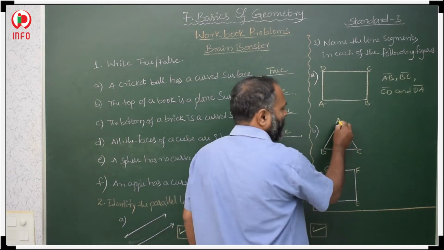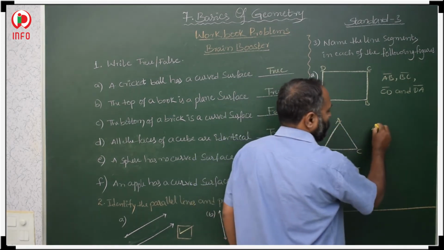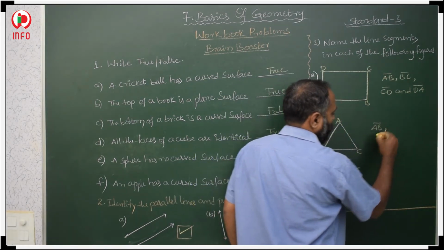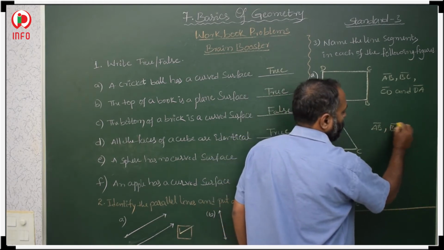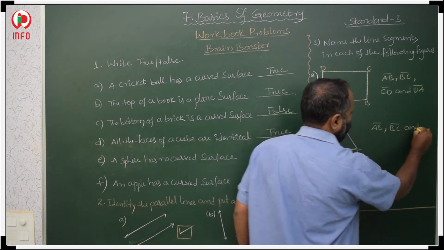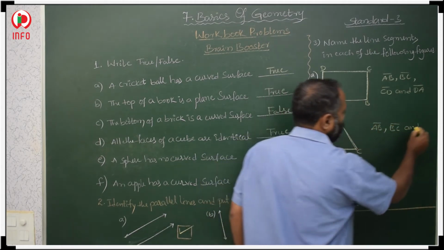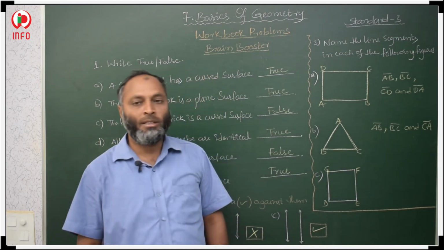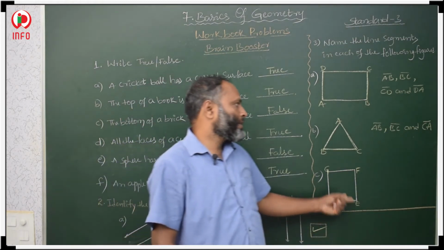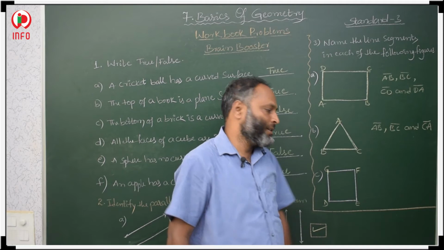triangle. First, AB line segment. Next, BC line segment, and the last one is CA. These are 3 line segments. In a square we have 4 line segments.